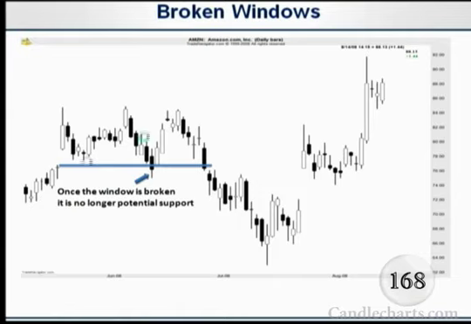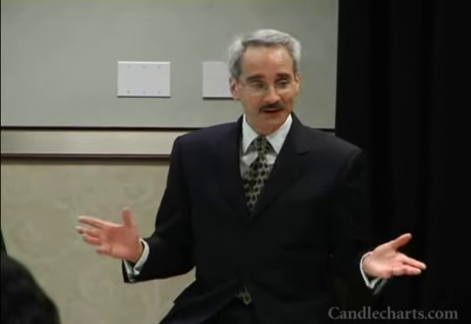So, for example, here, a rising window became support. The market closed under it here. Now the market sells off, comes up, and what do we have here? Another rising window. But this area becomes support only because of the rising window. Once the market breaks the rising window support, I don't look at this window anymore. It's done. The analogy I like to make is if you have a broken window in a house, it's not good anymore. Same thing here.